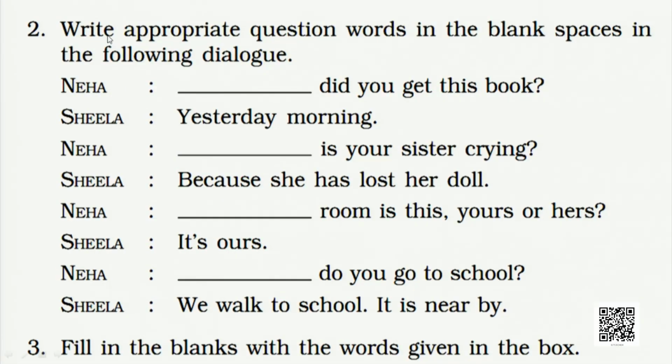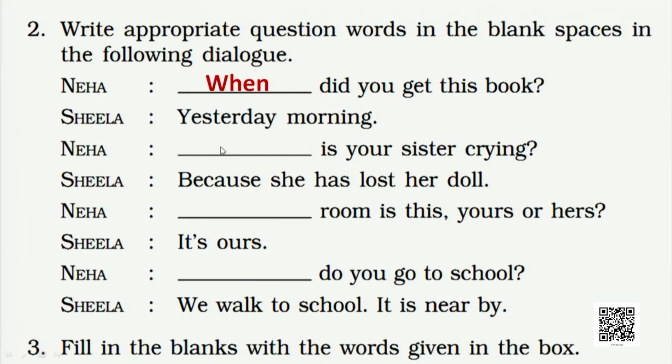So what you have to do is write appropriate question words in the blank spaces in the following dialogue. So the question is written above and the answer is given below. So let's look at the question dash did you get this book? So the answer should be yesterday morning. So here time is being asked, what can be the word that can be put here? Yes, the word is when. When did you get this book? So Sheila said yesterday morning.